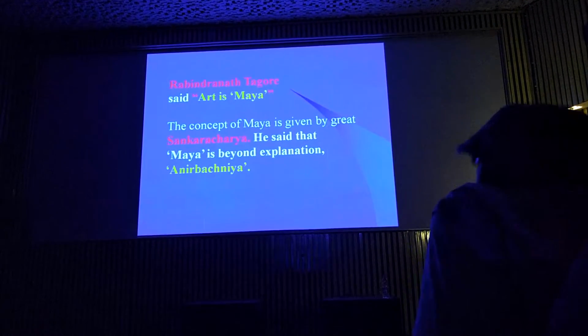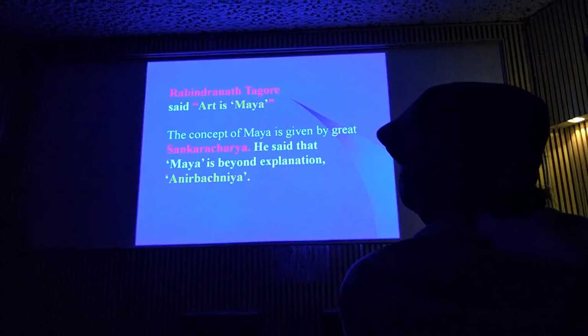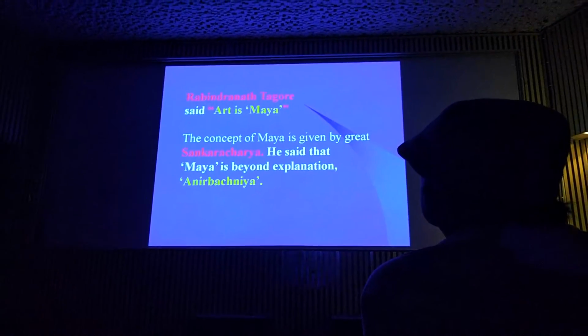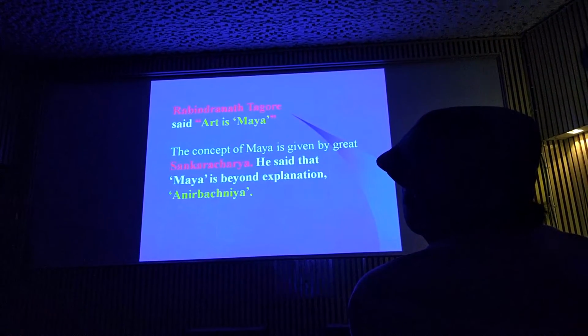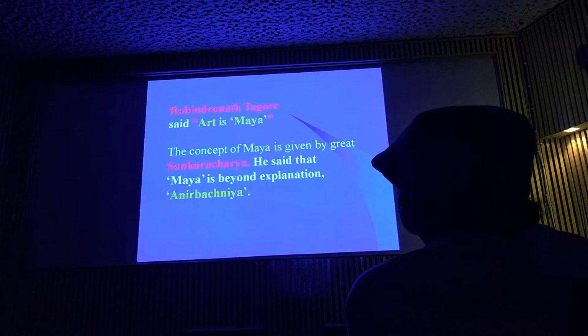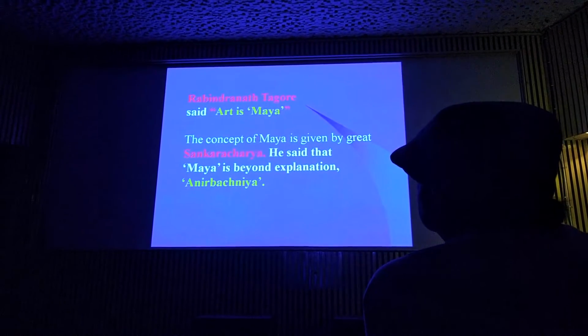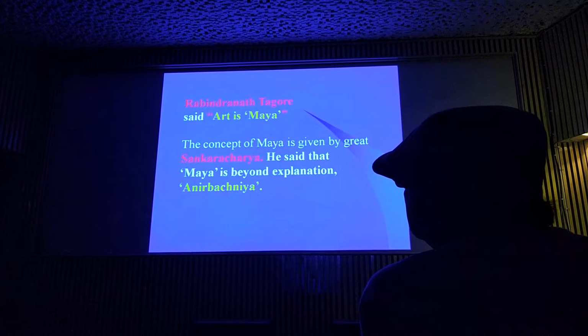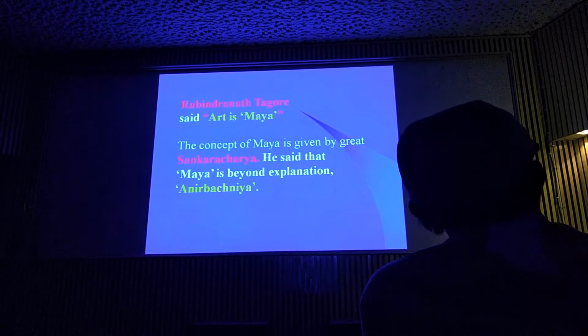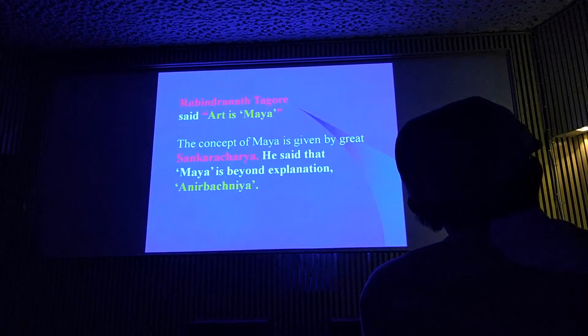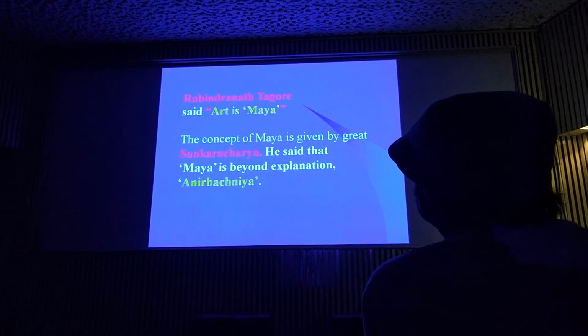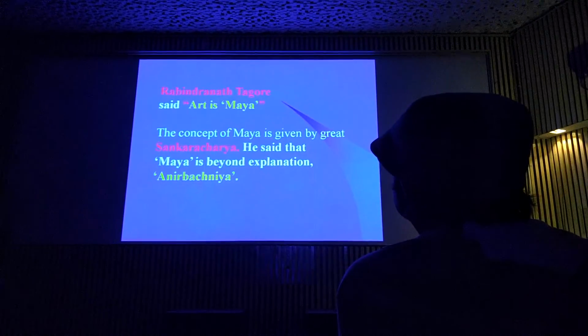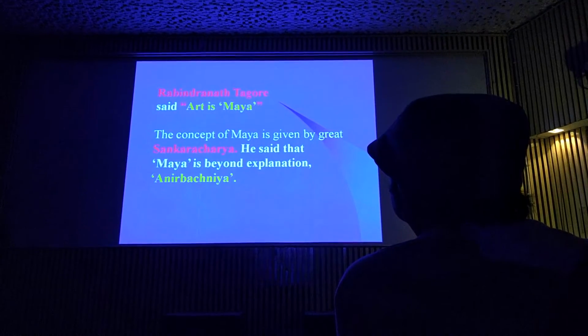Rabindranath said, art is Maya. It is very difficult for me to define what is Maya; you will have to realize. But the term was given by the great Shankaracharya. He said, Maya is beyond explanation. We cannot explain it. It is anirvachaniya, that which cannot be explained with the help of words. So that is the concept as given by Rabindranath.